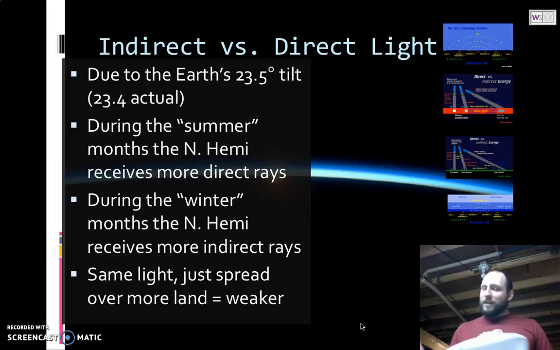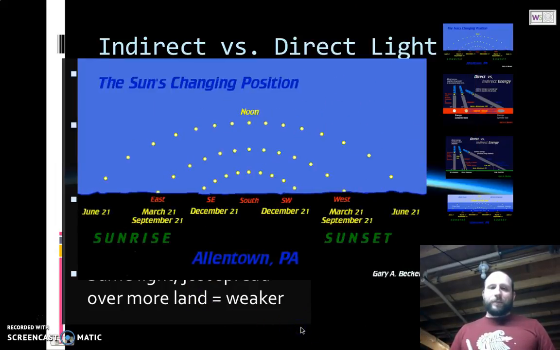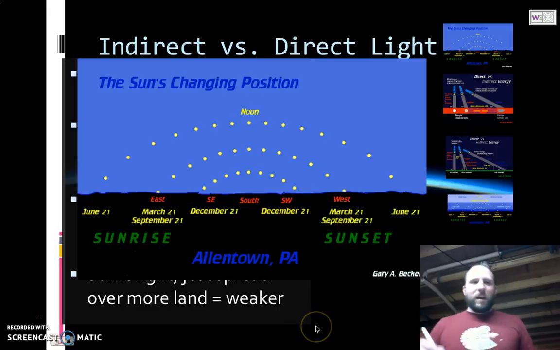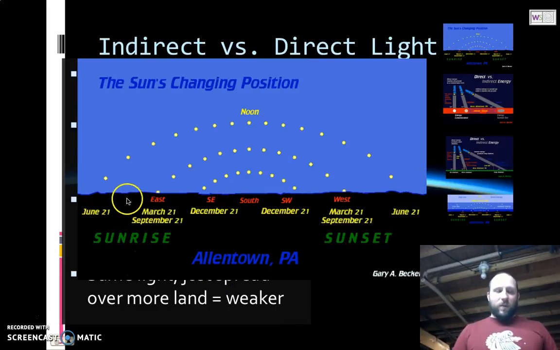There are so many ways you could talk about this. Think about it from this standpoint. The sun's changing position. When it's June, the sun is more direct up in the sky, so you get a more direct ray. This is from Allentown, Pennsylvania, by the way. And as you get closer to the shortest day of the year, December 21st, the sun falls very, very low on the horizon as compared to June, where it seems to be more up in the sky.